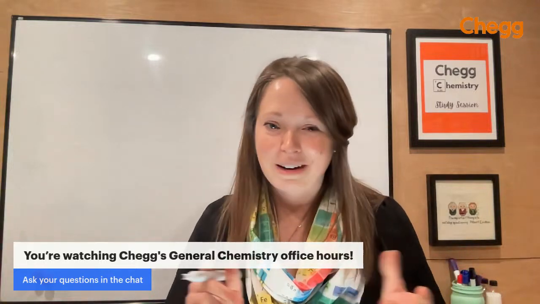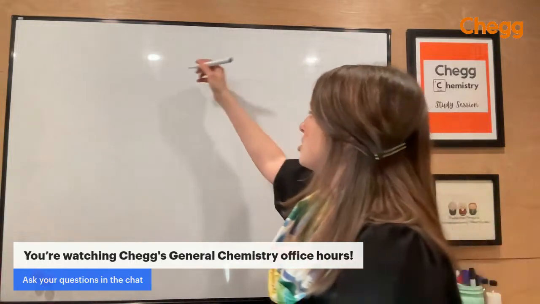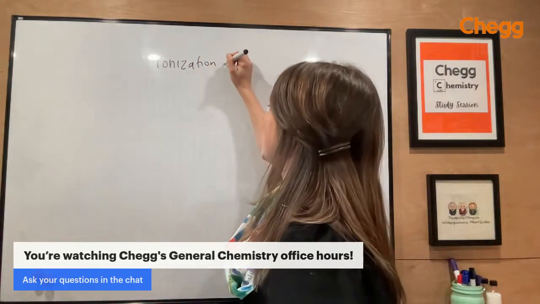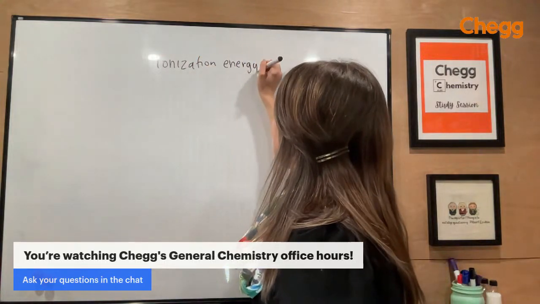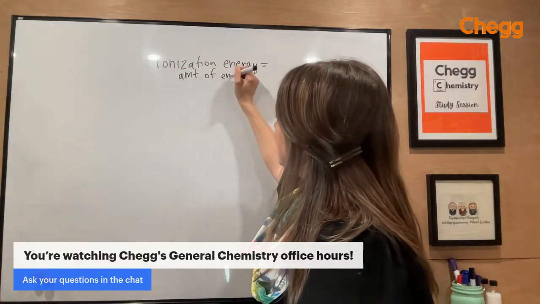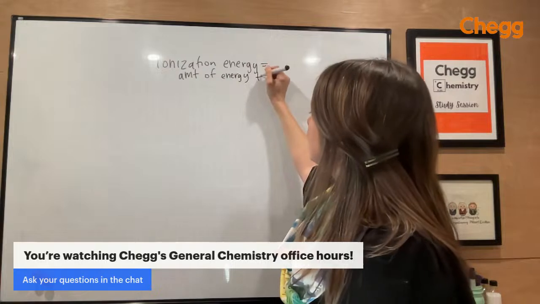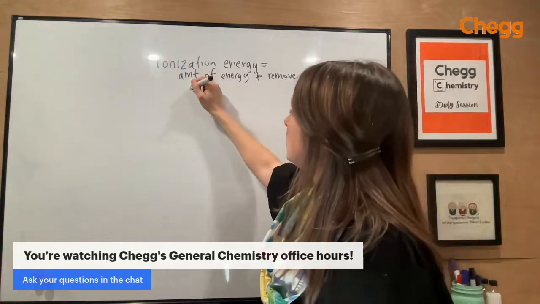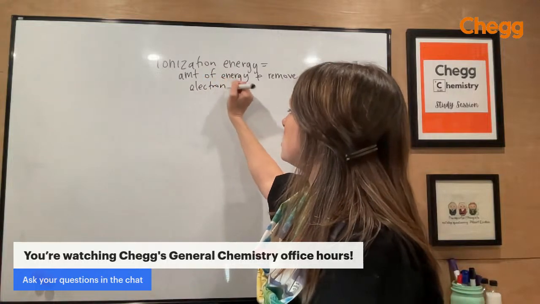A couple things like that will save you time that are useful to memorize, but you don't have to memorize anything associated with trends. All right, so how do you know ionization energies? First of all, what is the ionization energy? This is the amount of energy needed to remove an electron. It's technically from a gaseous ion.